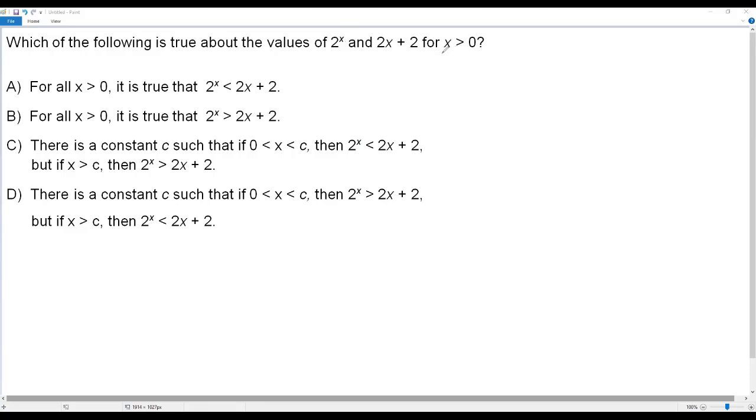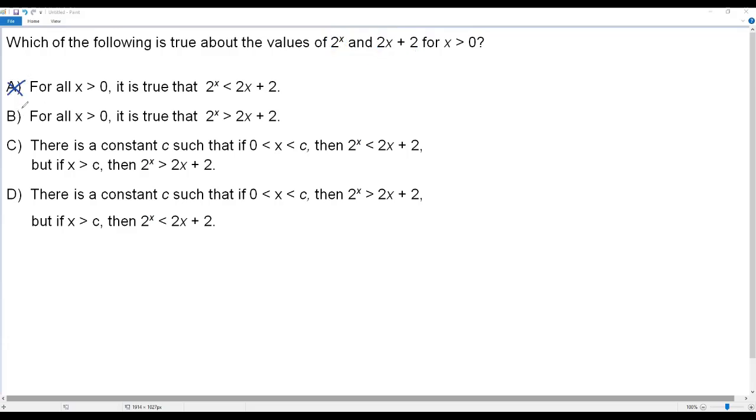So whenever we have one exponential expression with a positive variable at the exponent and one linear expression, and x takes only positive values, the values of 2^x and 2x + 2 cannot be in the same relation for all values of x in the given domain, like option A says: always 2^x is less than 2x + 2. That's not possible. Initially this value may be smaller and this one larger, but after a particular value of x it will switch. So we can reject option A.